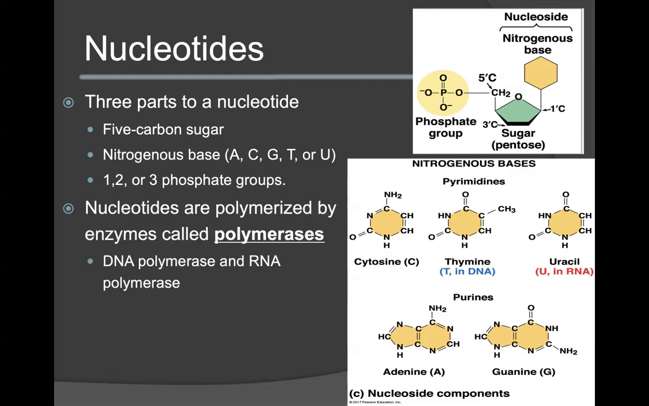Nucleotides are polymerized or made by enzymes that are called polymerases. We'll have specific polymerases depending on what type of nucleic acid we're going to make. So DNA polymerase is involved in making DNA, whereas RNA polymerase will be involved in making a strand of RNA.